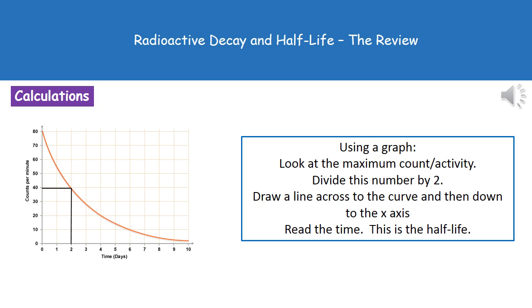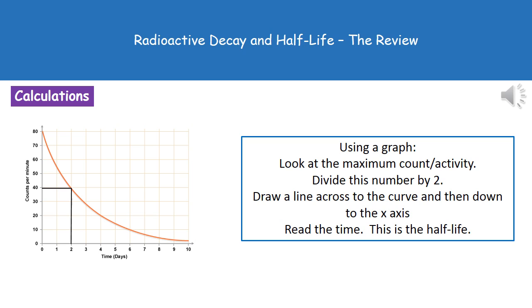There are two things that they might ask you to do with the half-life of a sample. The first one is using a graph to work out how long the half-life is. The kind of graph you would see on your exam paper is on the left there, with the time along the bottom and the number of counts or the activity on the y-axis.